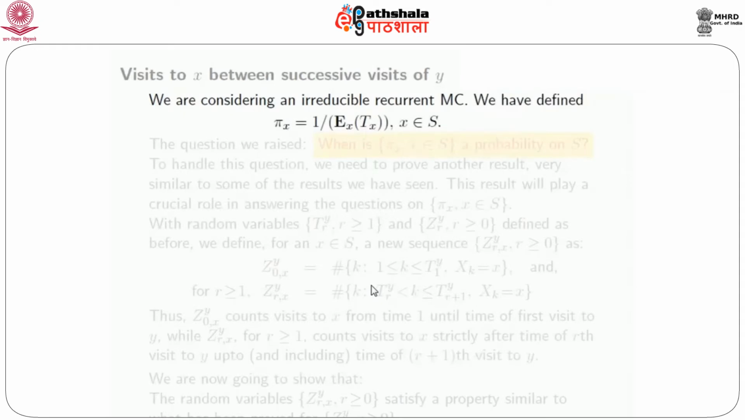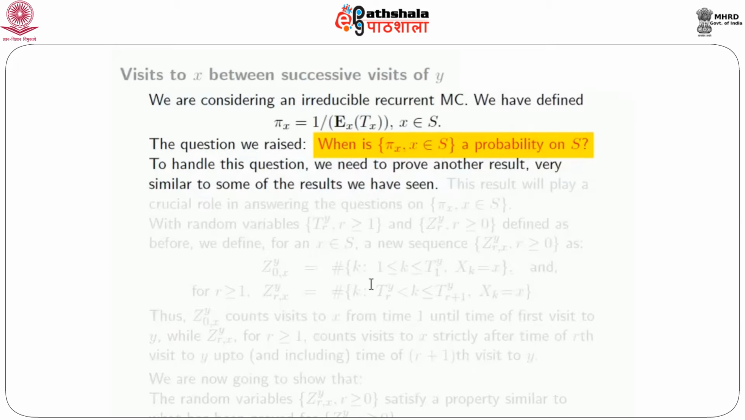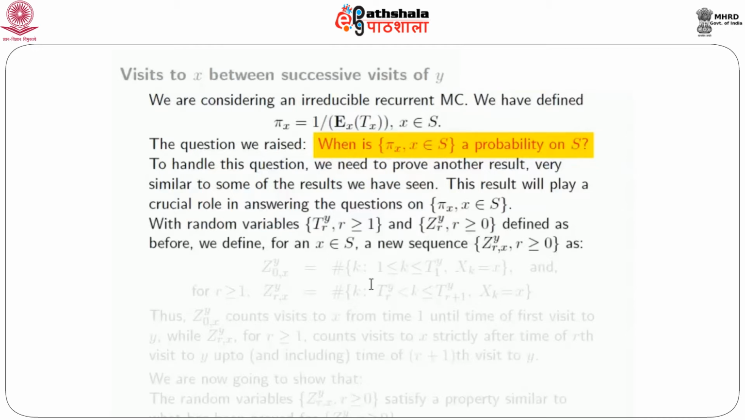We have defined these quantities pi x, 1 over the expected time to return to x starting from x. The question we raised in the earlier lectures is: we know these numbers are between 0 and 1, so when do they form a probability on S? We saw that if the state space S is finite, then it's always a probability, but in general what happens? To handle this question, we need to prove another result, very similar to some of the results that we have seen. This result will play a crucial role in answering the questions about the numbers pi x. Remember the random variables T_r,y for r greater than or equal to 1 and Z_r,y for r greater than or equal to 0 were earlier defined.